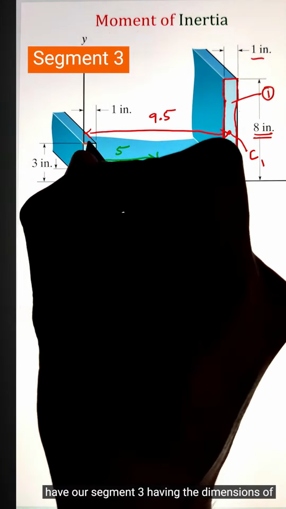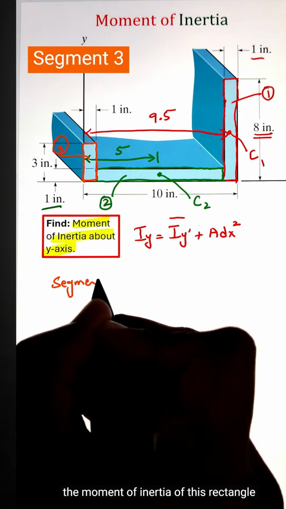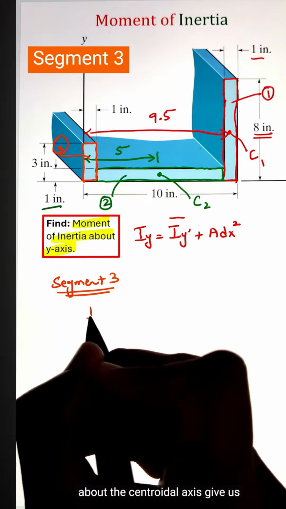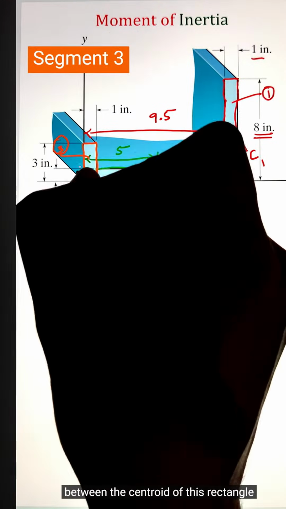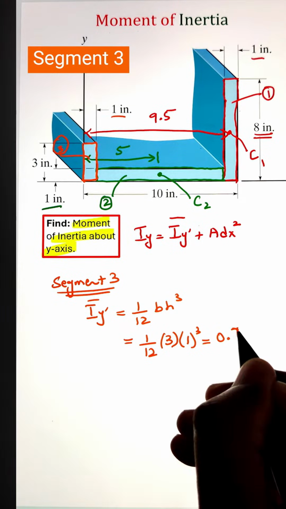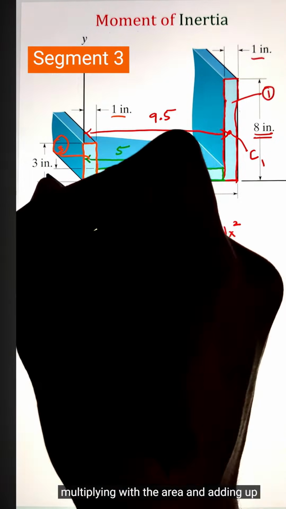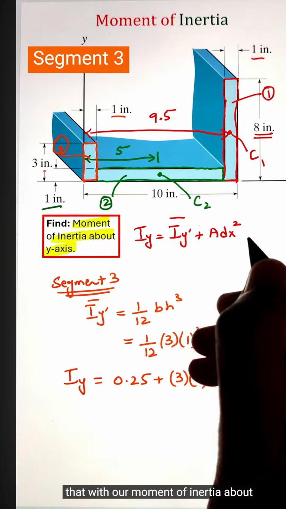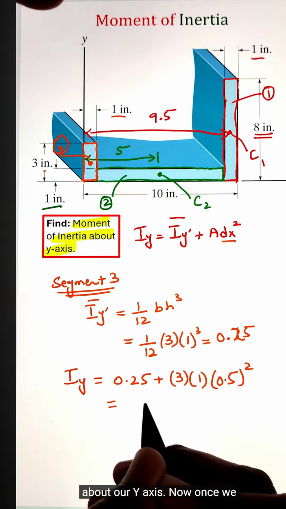Finally, we have our segment 3 having the dimensions of 3 inches by 1 inch. Calculating the moment of inertia of this rectangle about the centroidal axis gave us the value of 0.25. Now, the distance between the centroid of this rectangle and the y-axis is 0.5 inches. So, taking the square of that 0.5, multiplying with the area, and adding that to our moment of inertia about the centroidal axis gives us its value about our y-axis.